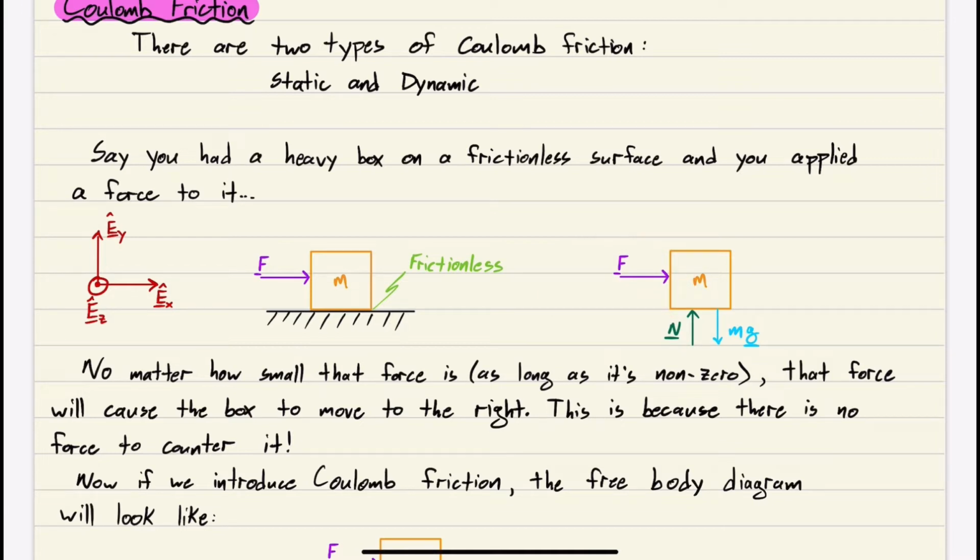So there's this imbalance, right? There's this imbalance in the x direction. That means no matter how small the force is, as long as it's non-zero, that force will cause the box to move to the right. This is because there's no force to counter it. Even if this box is 1,000,000 pounds and you had a bumblebee blowing on the box, trying to push it to the right, that force is really small, but it's still a force to the right, right? So that box slowly, very slowly, is going to move to the right.